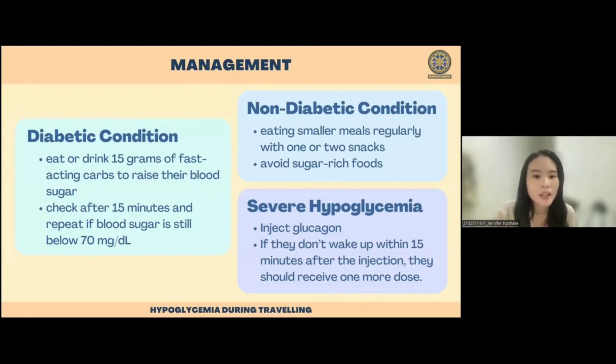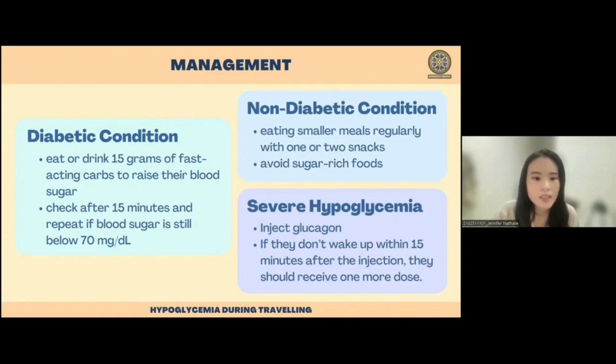On the other hand, in the case of diabetic hypoglycemia, immediate action is necessary to raise blood sugar levels. Following the 15-15 rule, patients should consume 15 grams of fast-acting carbohydrates to raise their blood sugar. After 15 minutes, the blood sugar should be checked again, and if it remains below 70 milligrams per deciliter, another 15 grams of fast-acting carbohydrates should be consumed.